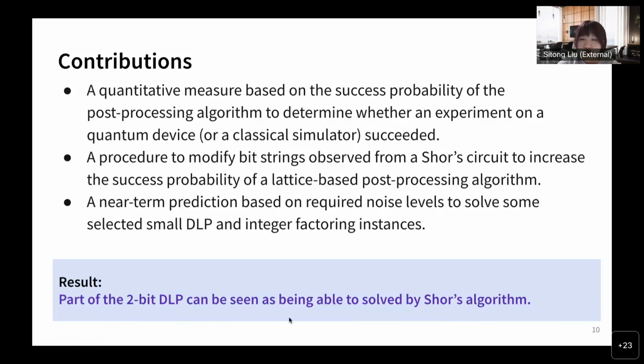Some of you may know that 2-bit is actually a very small size. So we can know from this that the noise in near-term quantum devices actually prohibits us from solving large sizes of the problem. In order to achieve the so-called quantum advantage, we need larger quantum computers that are more tolerant to noise.